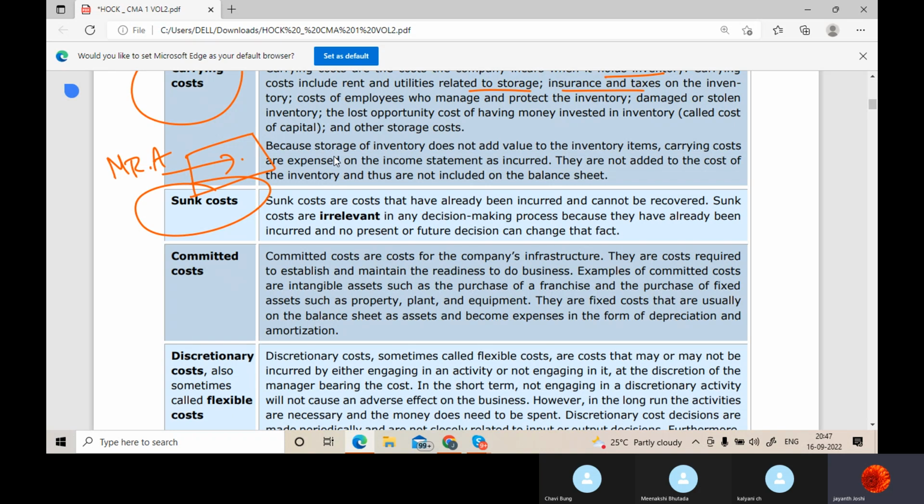But do you think that car is not going to get depreciated? Definitely, it is going to get depreciated.